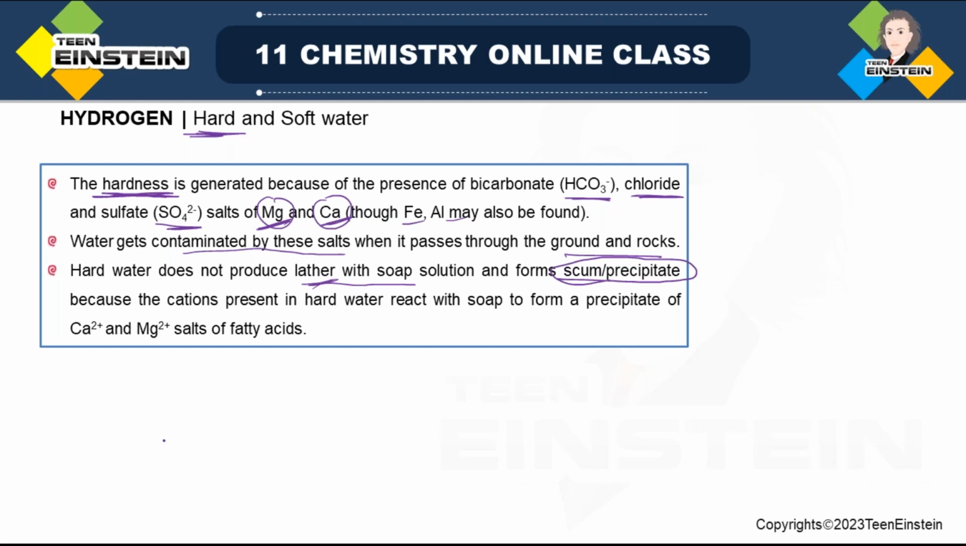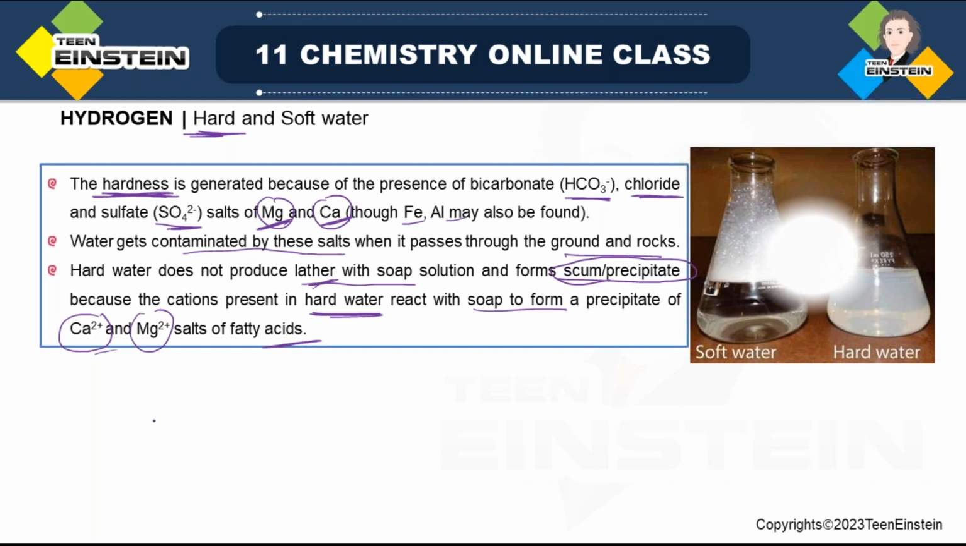And why is this precipitate appearing? It is because the cations present in hard water, that is Ca2+ or Mg2+, will react with the soap molecule to form a precipitate, the calcium 2+ and Mg2+ salt of fatty acid. We'll come to that equation, but first we will see one picture where you will be able to understand what is actually lather formation and what is actually scum or precipitate.